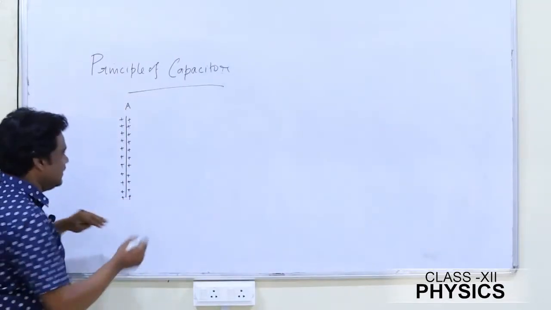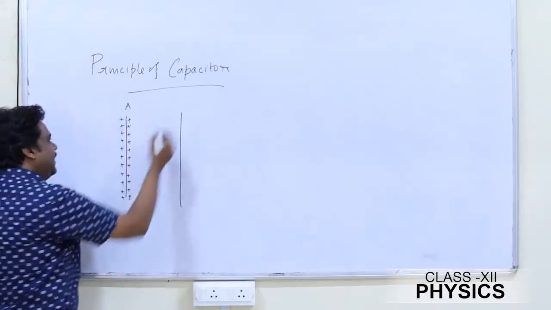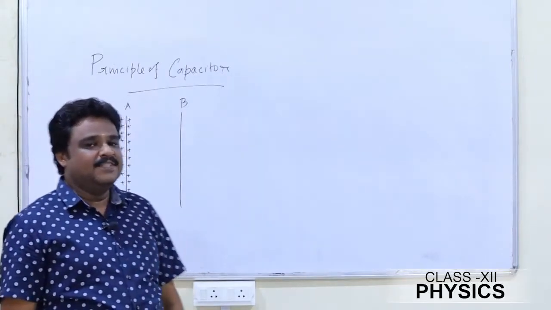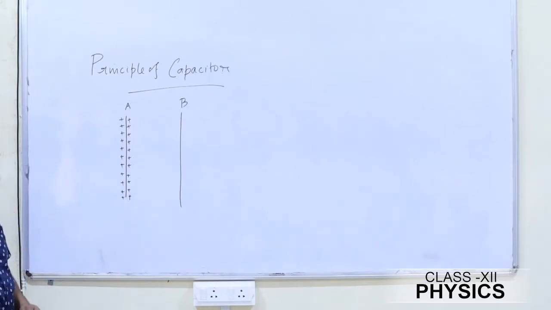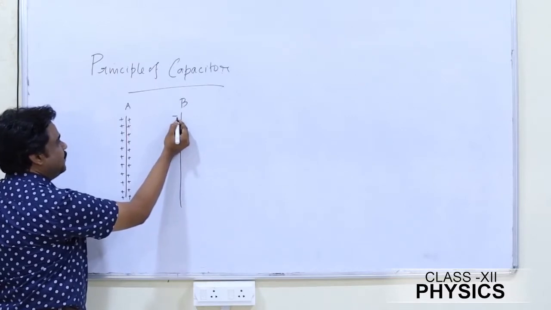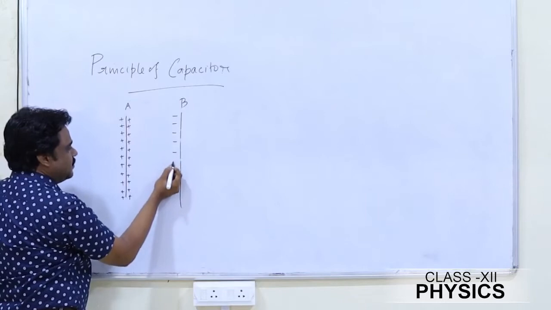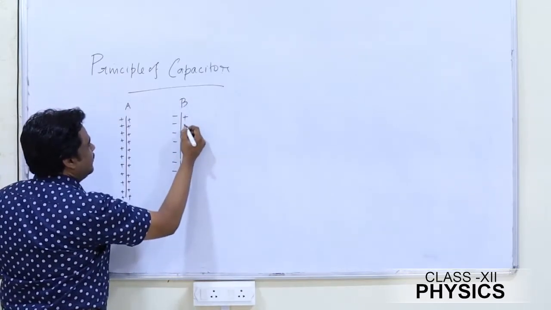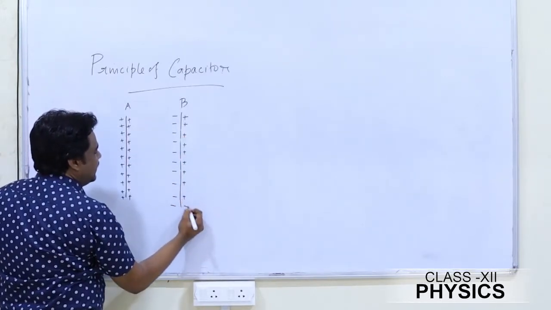In this instant, I am going to keep one more metallic conductor closer to A, and mark it as B. It is an uncharged metallic conductor, closer to A. Now you know a phenomenon of induction occurs. Opposite kinds of charges are induced. This means to the left face of B, negative charges will be induced, and to the right face, positive charges will be induced.